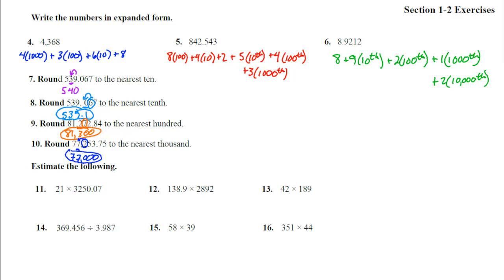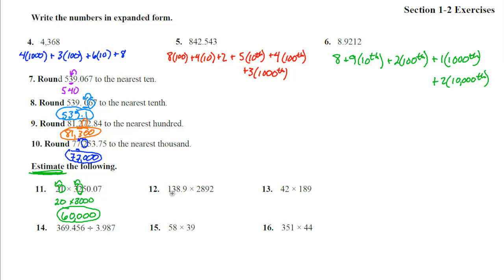Great. Number 11. Oh, look at this. The instructions changed. Estimate. That means we're going to round each one of these to the highest value that we have and then do the easy problem. So in this case, this is rounded to 20 because look at the 1. It just rounds. So that's about 20 times. And then this guy rounds down to 3,000. Okay, so it's roughly 20 times 3,000, which would be 6, 1, 2, 3, 4. That's 60,000. Good.